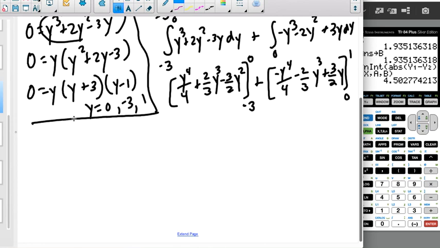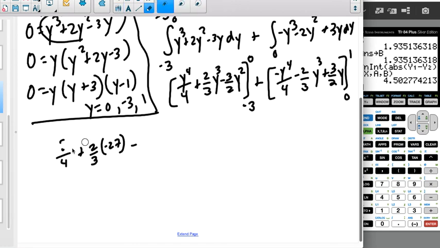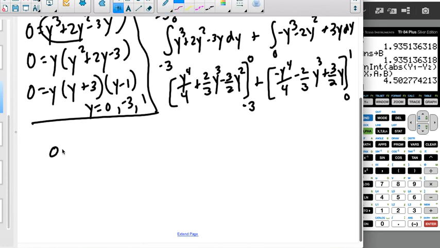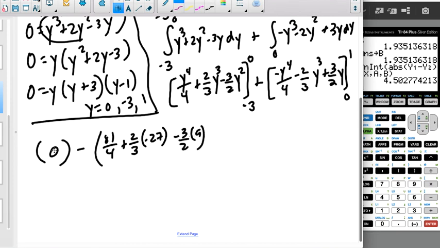So when I plug in my values, right, I'm going to get that this is an 81/4 plus a 2/3 times a -27, which we'll leave as a 2/3 times a -27 for now, even though we could clean it up, minus, oh, I didn't plug in the 0. People, my brain. Sorry, it's been a long day of math videos. The 0 is the top power. 0 minus, and then this one's going to be an 81/4 plus a 2/3 times the -27 minus a 3/2 times a +9, right? That's the whole first one.